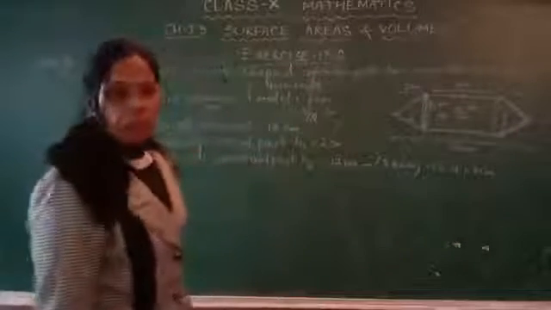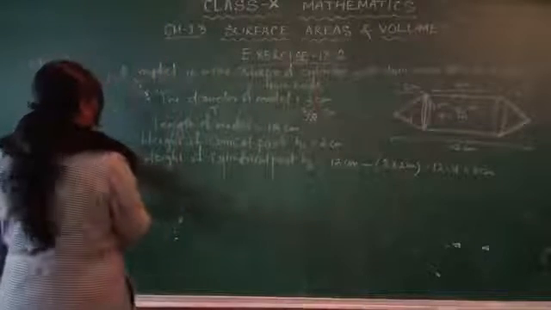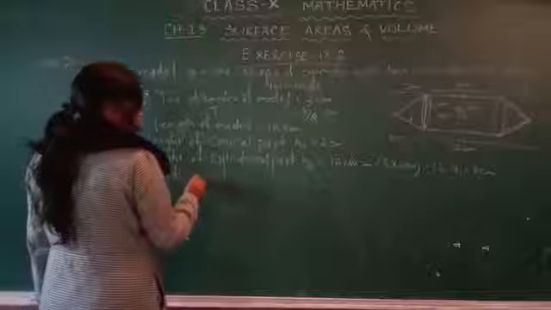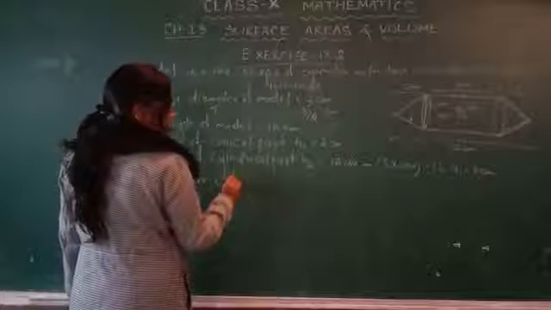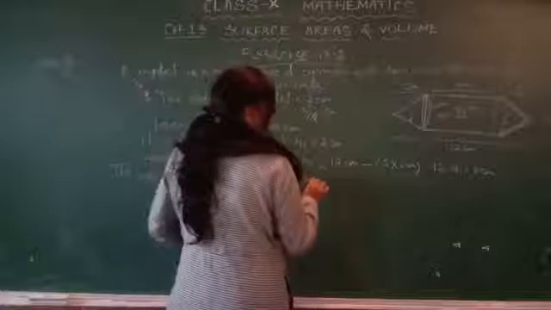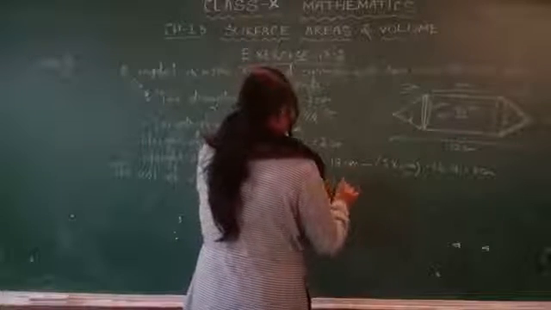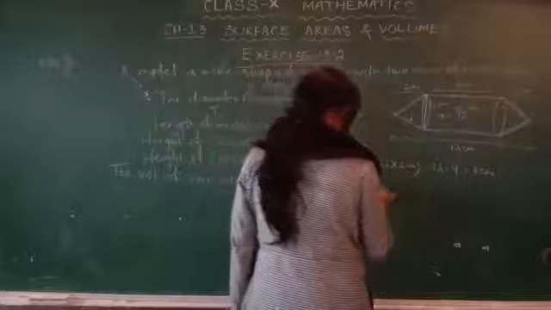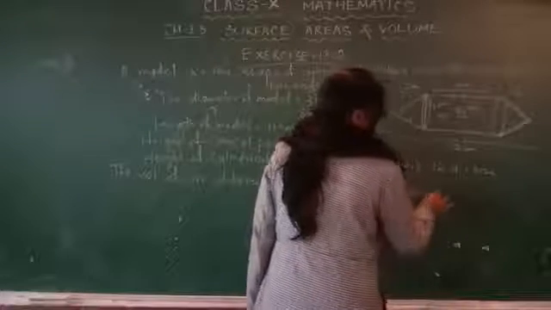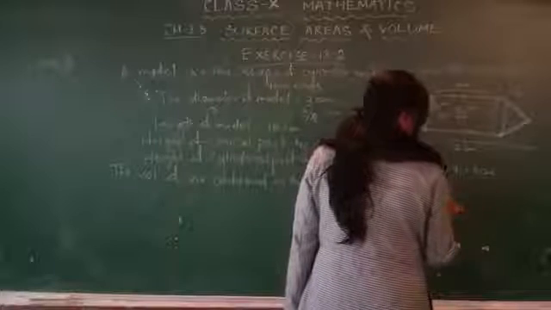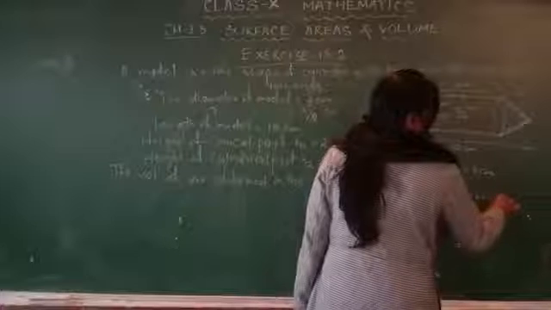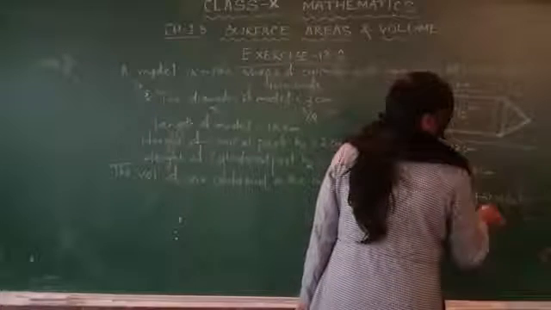So the volume of air contained in the model is equal to the volume of the cylindrical part plus 2 into the volume of the conical part.